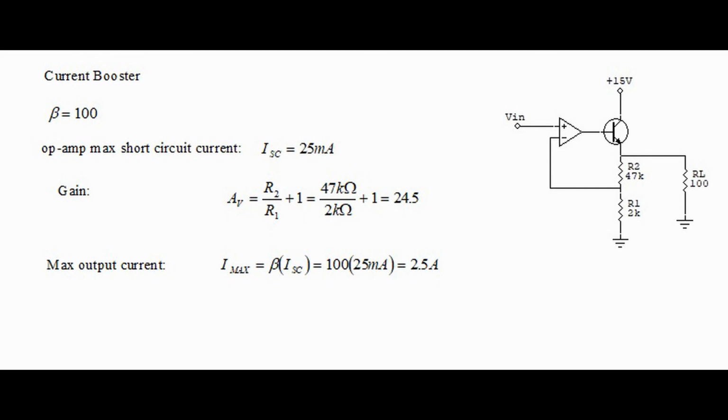If the beta of the transistor is 100, then the maximum current that we can put out is 100 times 25 milliamps, in this case 2.5 amps. Notice that we always calculate the gain, but in this case we ignore the gain and just concentrate on the current that's to be delivered to the load.